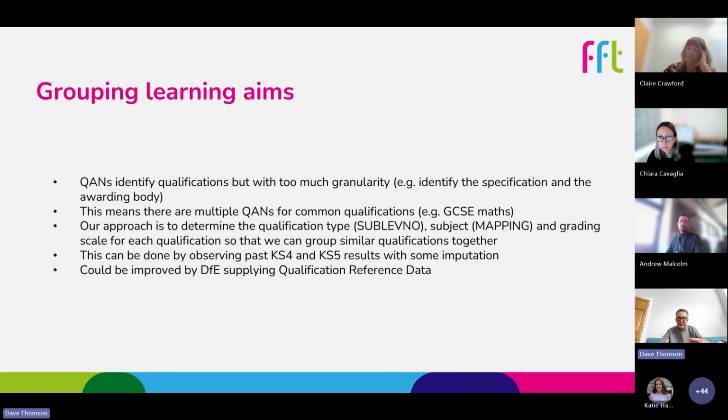Our approach usually is to determine the qualification type, and the subject mapping, which is what's used in Key Stage 4 and Key Stage 5 performance data, if you're familiar with working that out. And we tend to use past Key Stage 4 and Key Stage 5 data with a bit of imputation to group QANs together by their qualification type and their mapping. All of this could be improved greatly by DFE supplying their own reference data and adding it in. It's something I keep trying to persuade them to do.